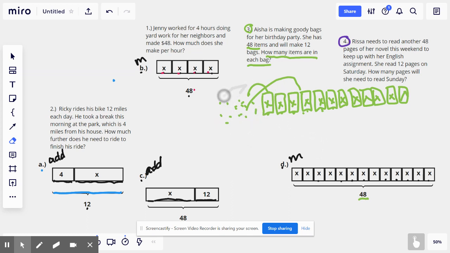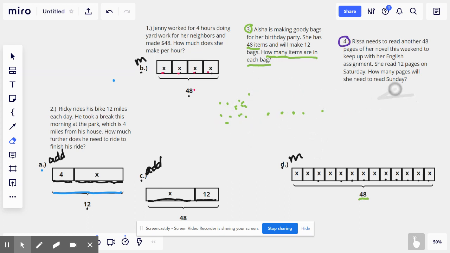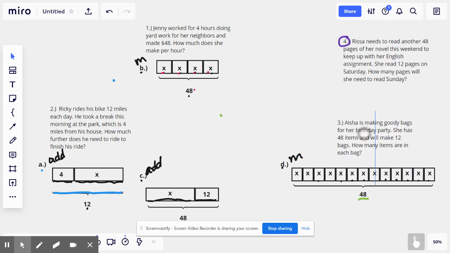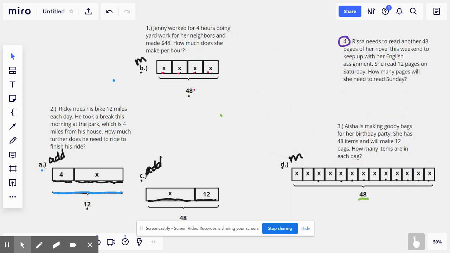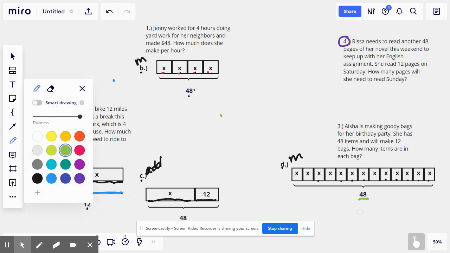I'm going to get rid of all my lovely artwork. I really do encourage you guys to draw things out. Just make a little sketch. You can actually draw little stick figures and people if you want, or you could just draw little items or make tape diagrams as you go to help you figure it out.